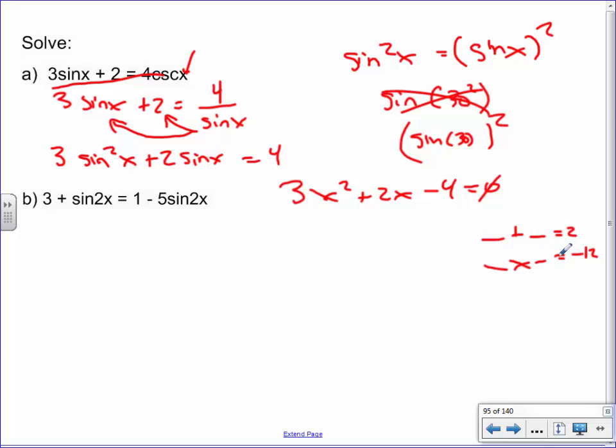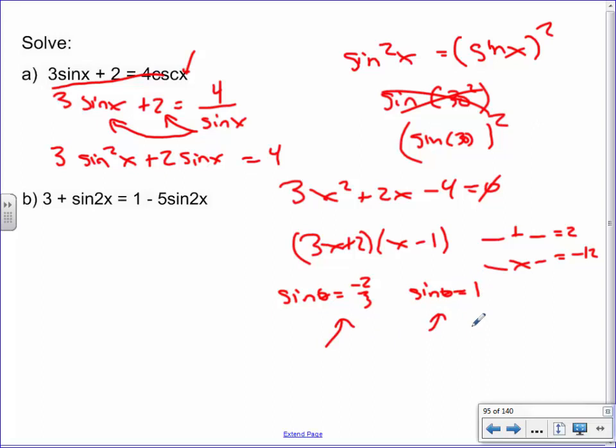If this factors, hypothetically, let's say it factors, and you end up with 3x plus 2 bracket x minus 1, then all you do is say, well, then I need sine of theta to be negative 3 over 2, or I need sine of theta to be 1. And then we just solve each of these independently. But that only works if it factors. Does that sound good? So instead, I would just graph it.